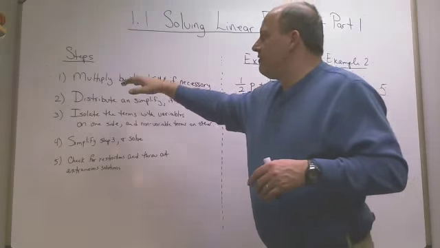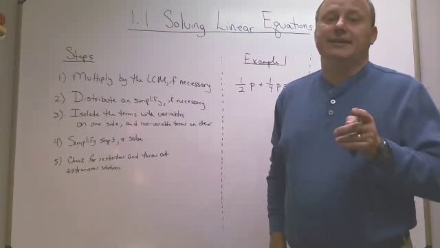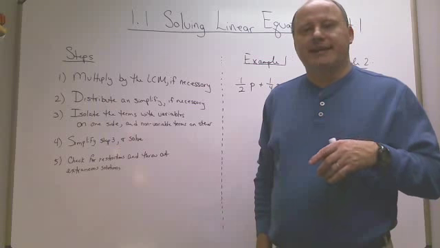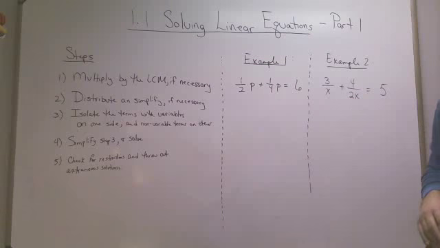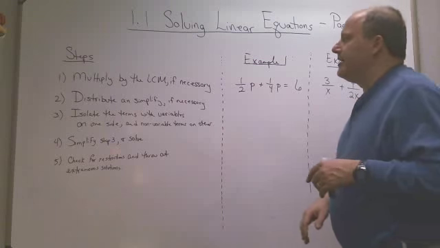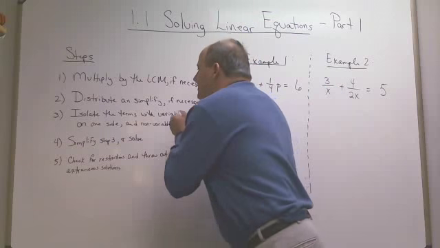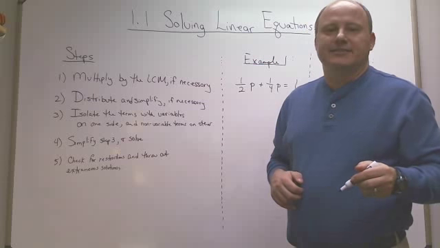But the steps to solving them is multiply by the least common multiple if you have to. And you only want to multiply by the least common multiple if they have fractions in them. And these that are my two examples will have fractions. And so after you do that, distribute and simplify. Actually, that should be a D there. Distribute and simplify if necessary. Okay.